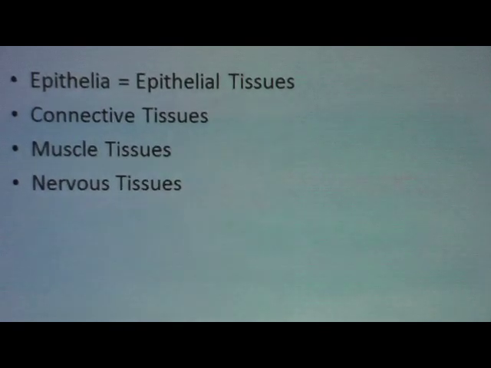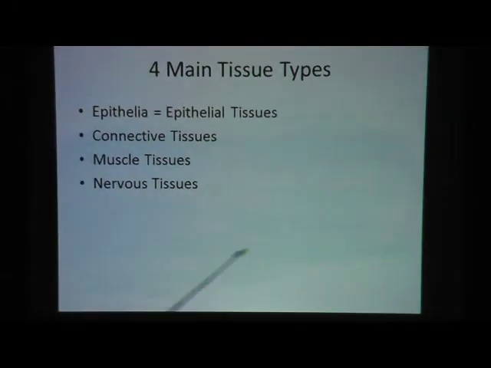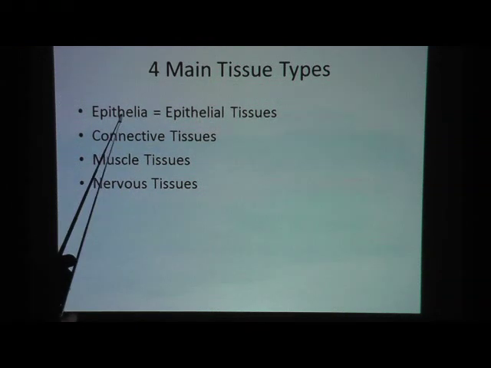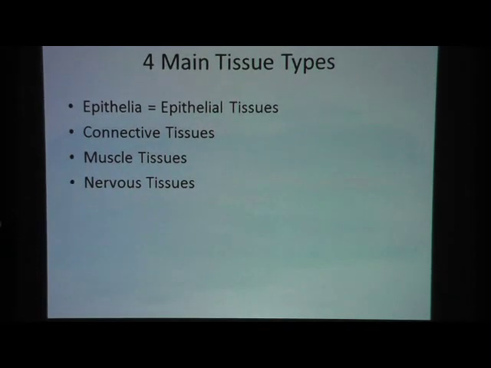Remember, there are four main tissue types. Epithelial tissue, otherwise known as epithelia for plural, epithelium singular. Another tissue type is connective tissue. And then we also have muscle tissues and nervous tissues. The entire body can be broken down into one of these four tissue types.